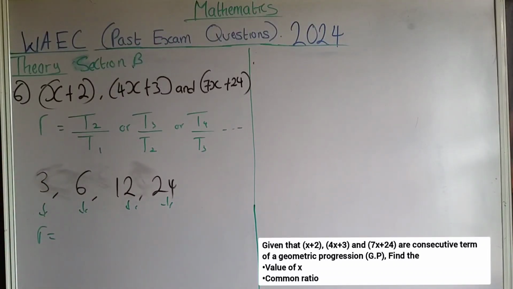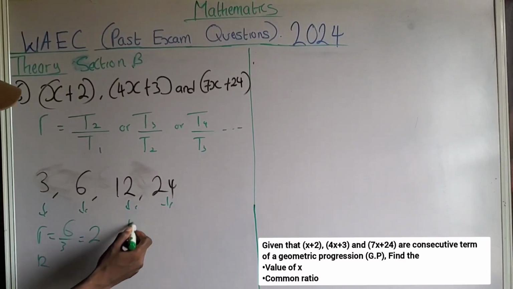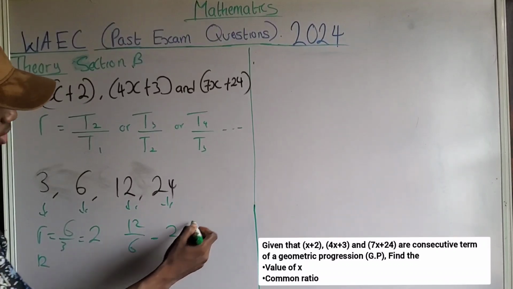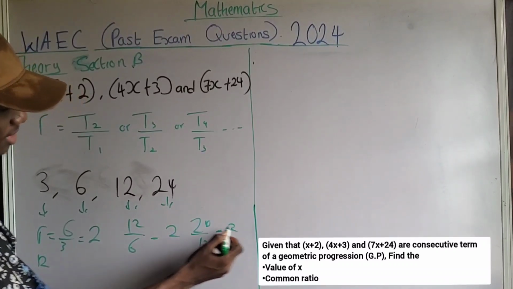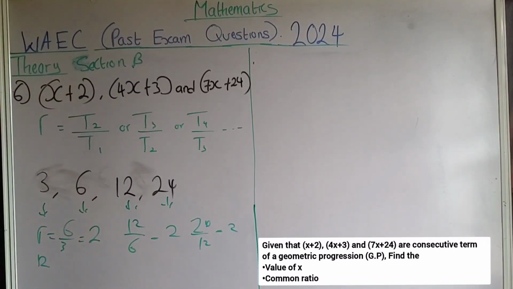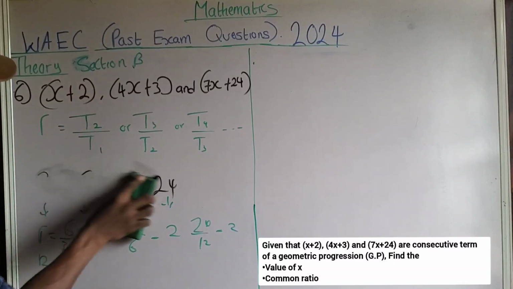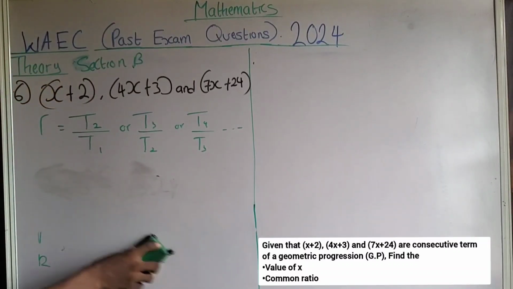So let's check. 6 divided by 3 is what? That is 2, right? 12 divided by 6 is also 2. 24 divided by 12 is 2. You can see that this is a geometric progression. Why? Because the successive terms differ by a constant common ratio. Now, back to the question that we are given. We can determine the value of x using the ratio formula. You understand?